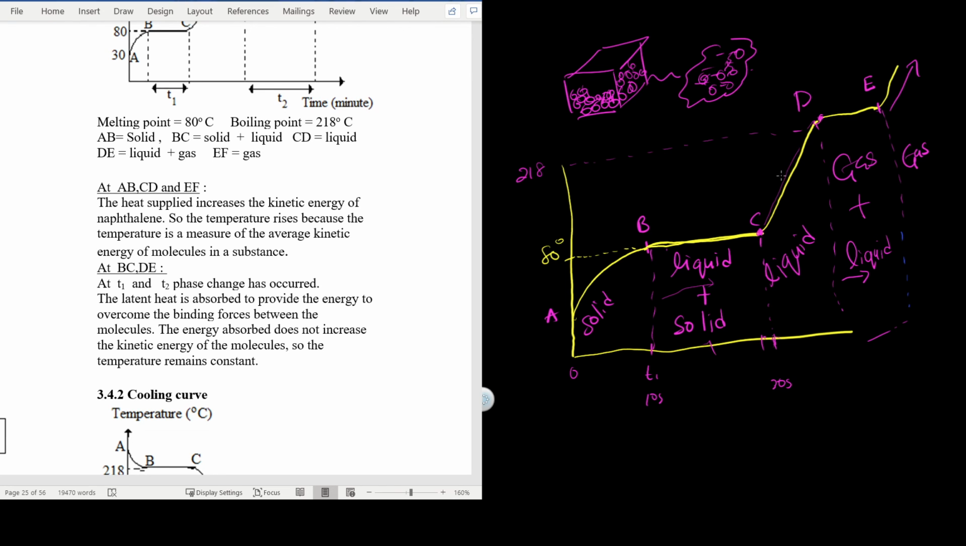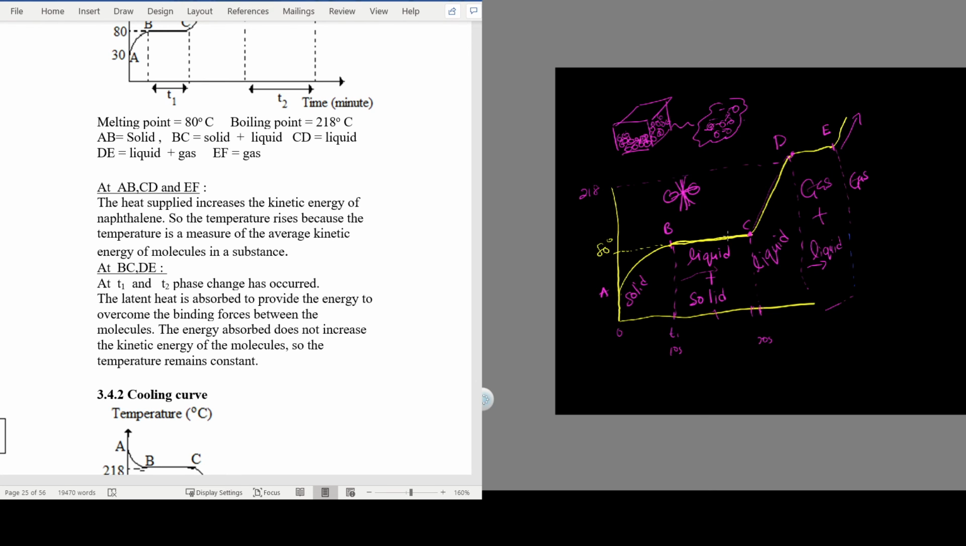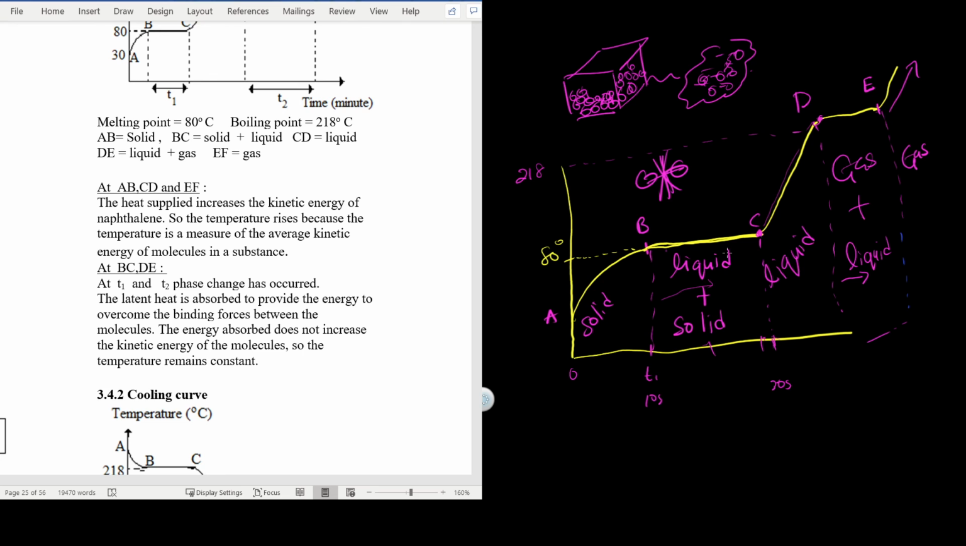So why do the materials need the latent heat? They require the heat to overcome the binding forces between the molecules. Since they want to change from solid to liquid, they need to break the bonding between the atoms. They need to break this bond, this force of attraction between molecules or atoms in the substance. So that is all about the heating curve, all the information that we can get from a heating curve.